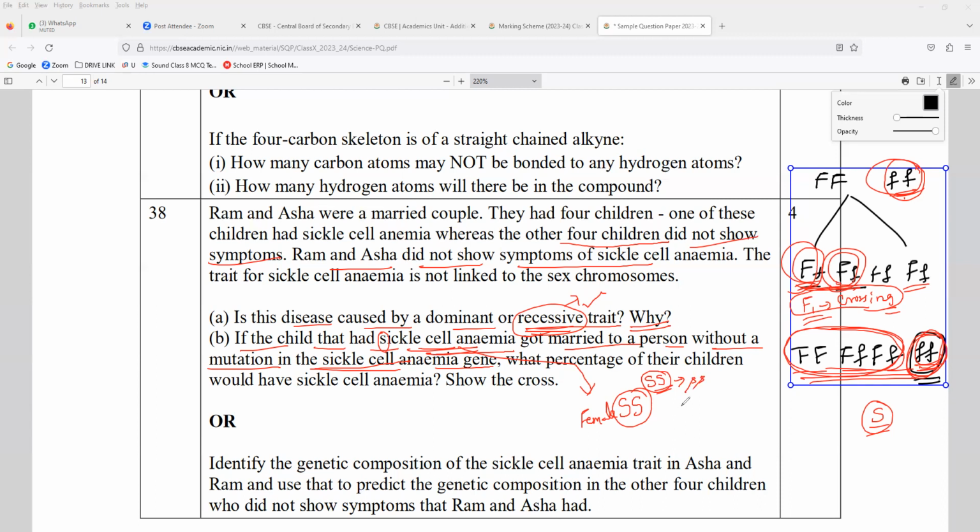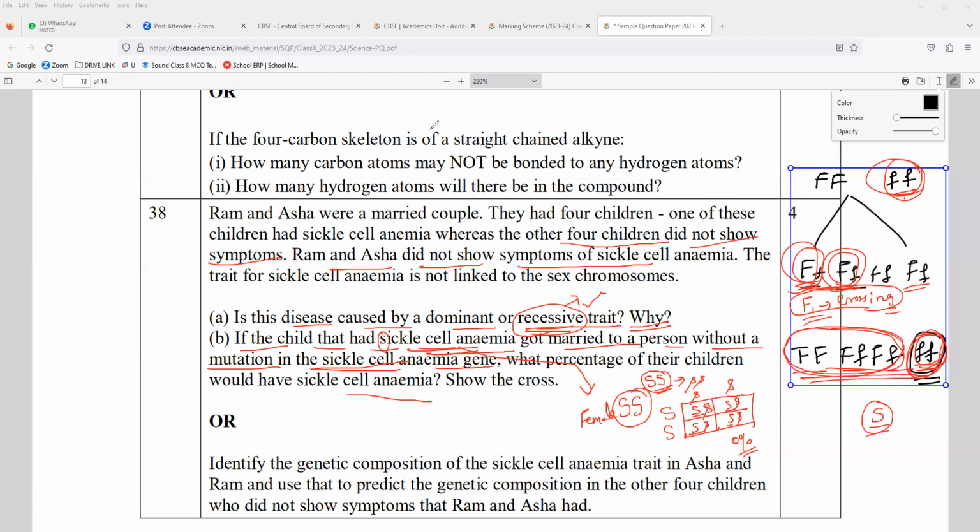So now they undergo crossing. What will happen, guys? Everybody speak. What is the percentage? Check it, everybody: capital S capital S crossed with small s small s. Capital S small s, capital S small s, capital S small s, capital S small s. So what is the percentage, everybody? All are dominant; everywhere capital S is there. So what is the percentage, Hari? 0%. None of them will be affected with sickle cell anemia because there is no mutation in the sickle cell anemia gene.